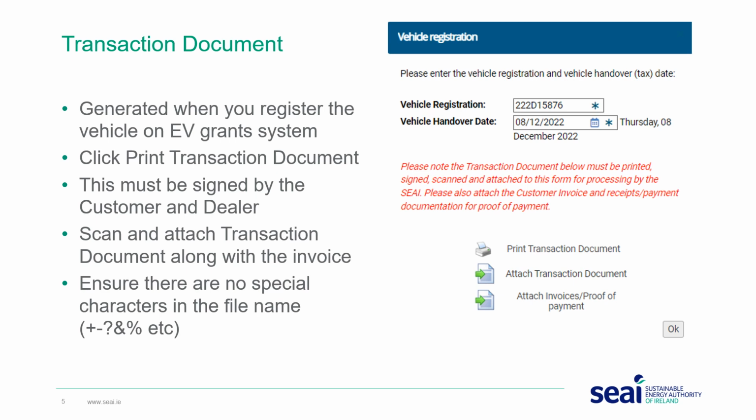The transaction document is generated when you register the vehicle on the EV grant system. Click Print Transaction Document to print out the document. This must be signed by the customer and the dealer. Scan and attach the signed document along with the invoice. Please ensure there are no special characters in the file name, as the system is unable to read these.